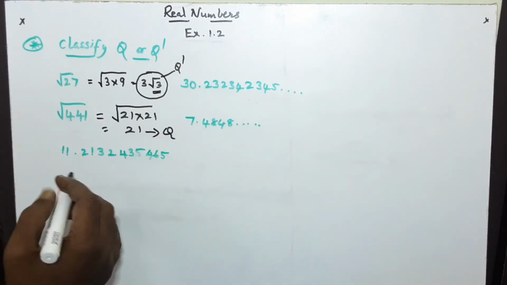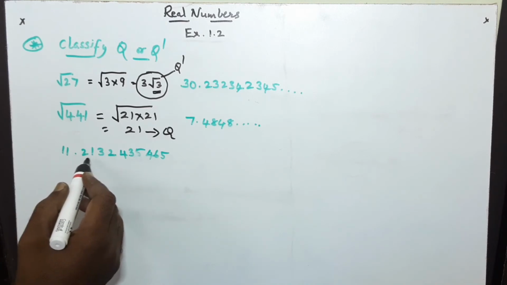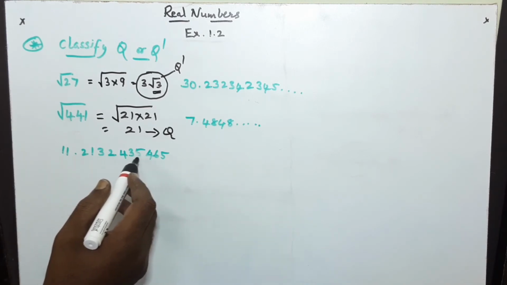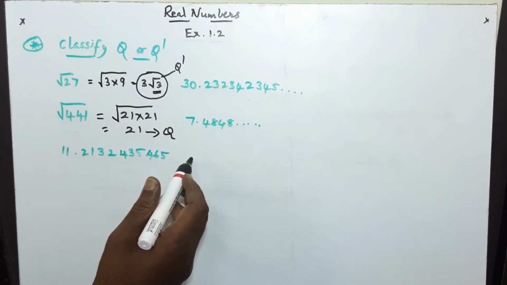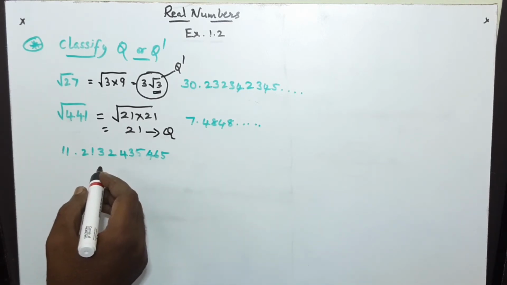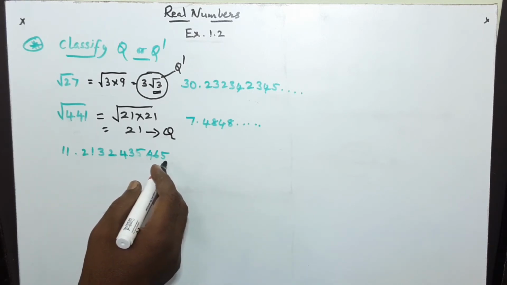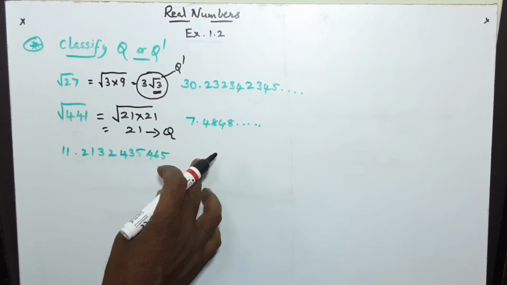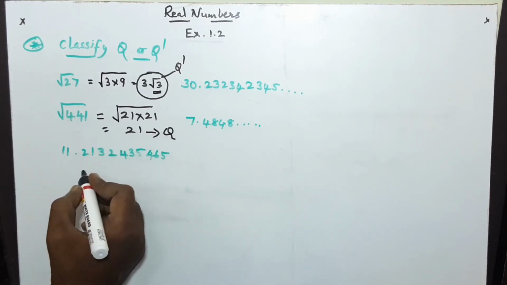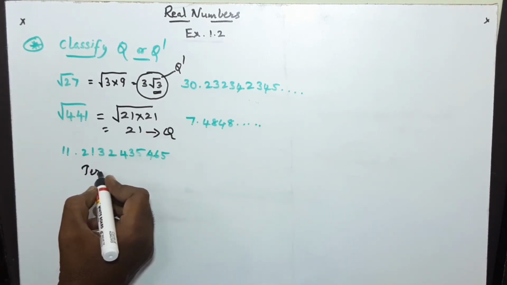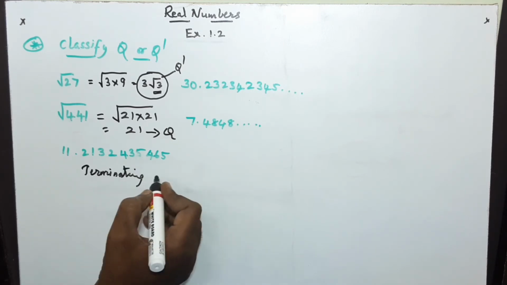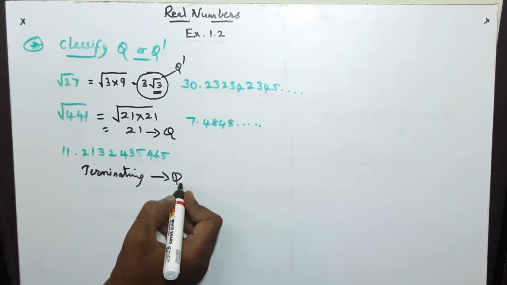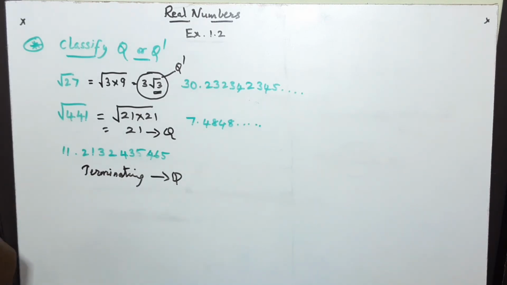Now see another problem: 11.2132435465. There is no continuation at all. So this is a terminating decimal, because we got remainder 0, that's why there is no continuation. Terminating decimal means it is going to be a rational number. Now let us see here.